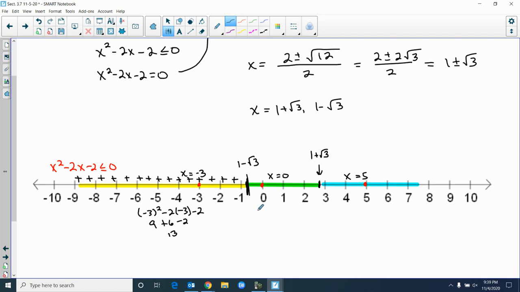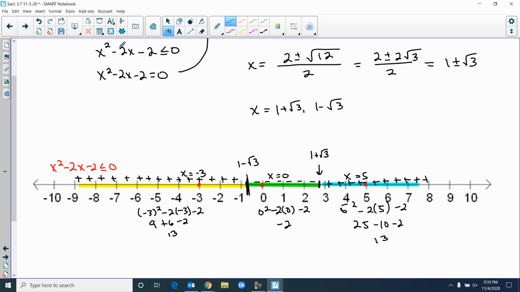All right, when I plug in 0, you get 0 squared minus 2 times 0 minus 2. You're left with negative 2. So we get a negative there. And when I plug in 5, 5 squared minus 2 times 5 minus 2, I get 13. And so all of those values are positive.